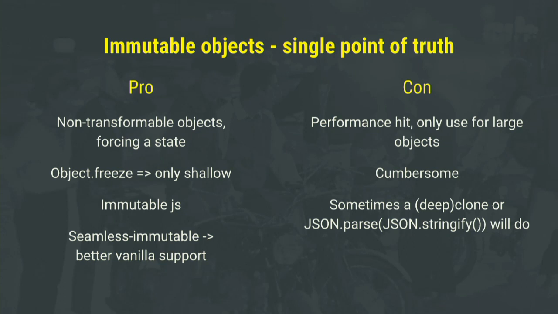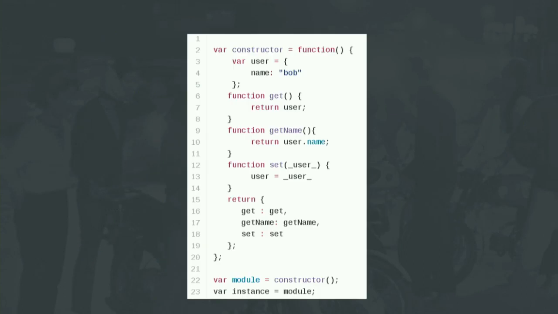Most of the time, there's a performance hit. If you start using immutable objects everywhere in your application, you will get problems. It's cumbersome, a lot of code you need to write. And most of the time, you can just do a deep clone. Or if you feel dirty, you can do JSON.parse, JSON.stringify, which is a very easy way to copy data, destroying the link to the original object. So if you have a data service, instead of returning user, I would just return a clone of that. That solves the problem without using anything immutable.